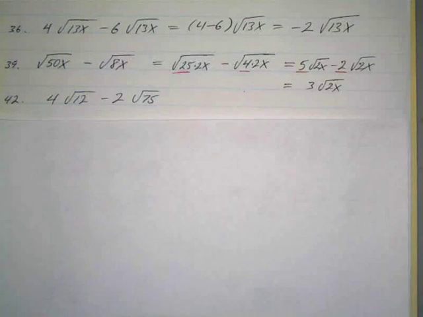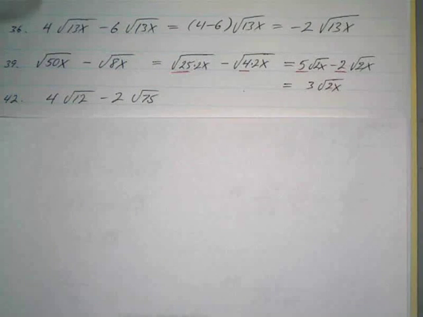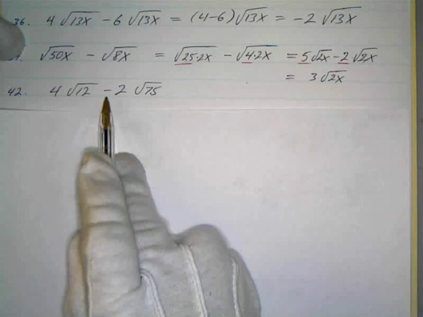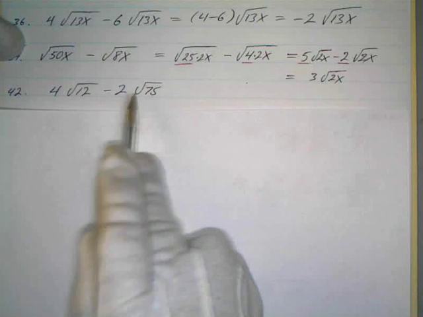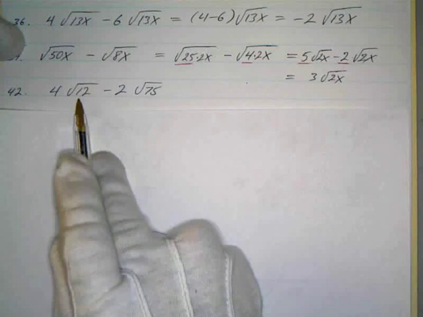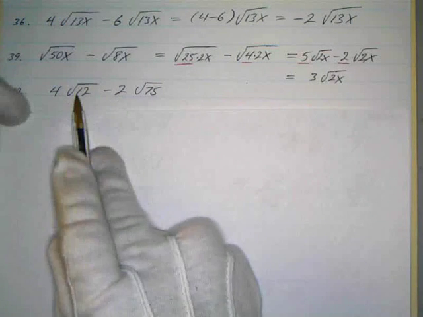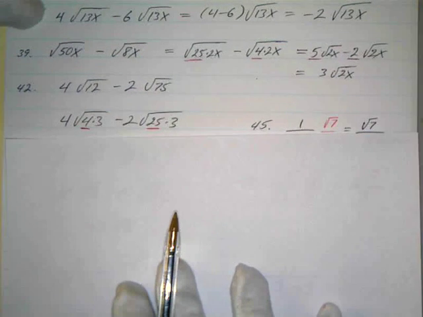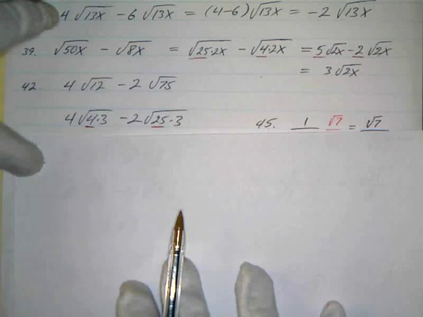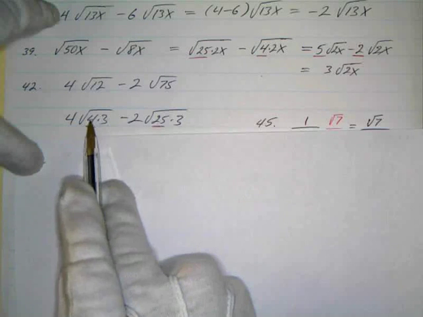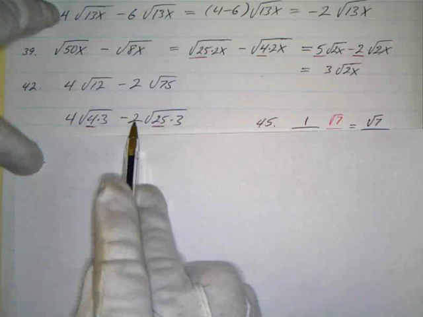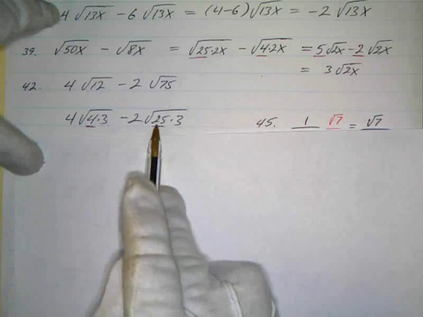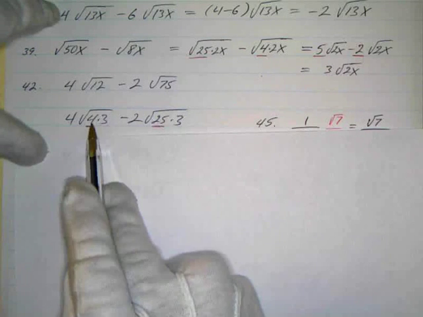Okay, over here number 42. Again, we're adding or subtracting. We're subtracting. We have to have the same index, which is 2, and the same radicand. Now we don't have the same radicand, but I do have perfect square factors, so I can simplify these. So a perfect square factor of 12 is 4, so I can write 12 as 4 times 3, and a perfect square factor of 75 is 25. 75 is the same thing as 25 times 3. And then I can bring these out.